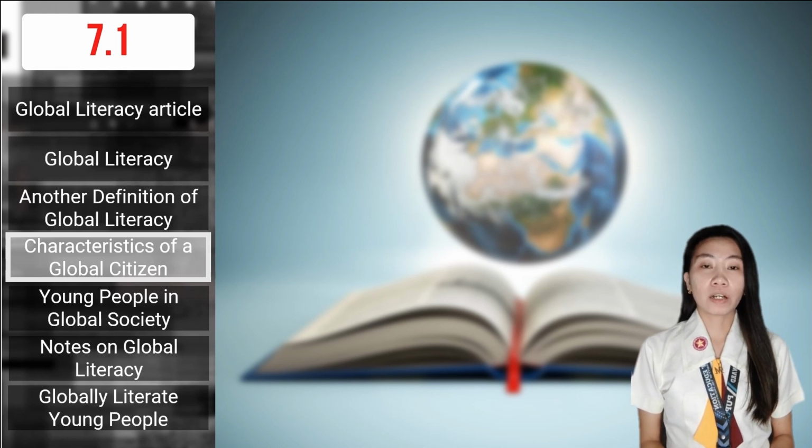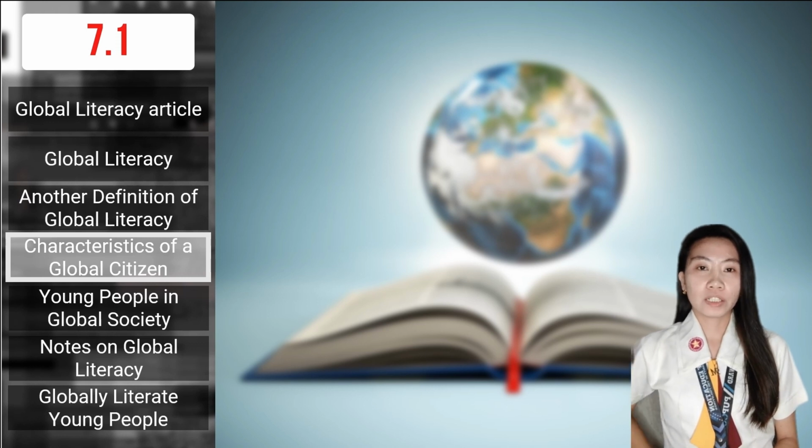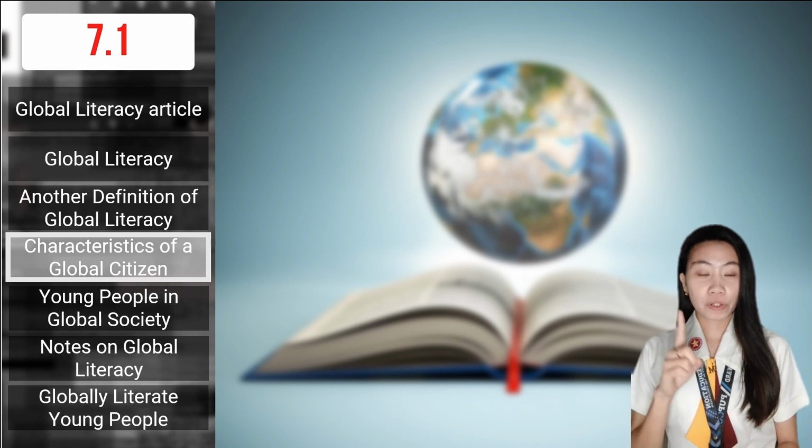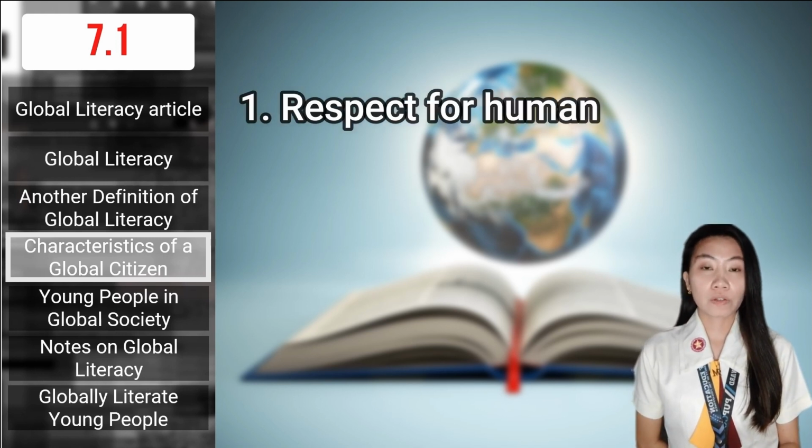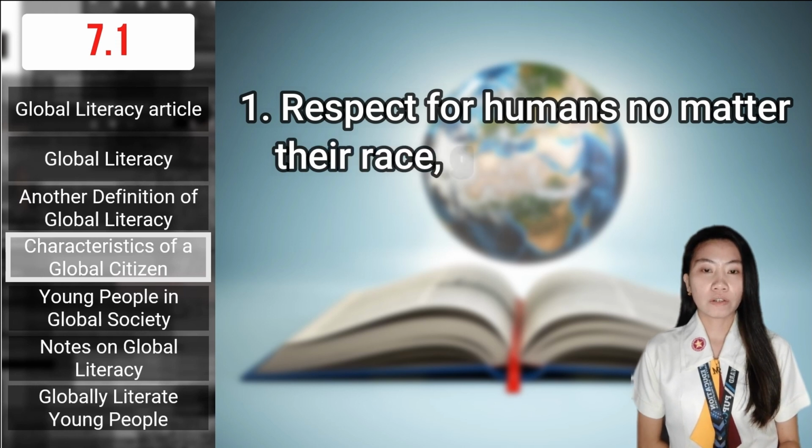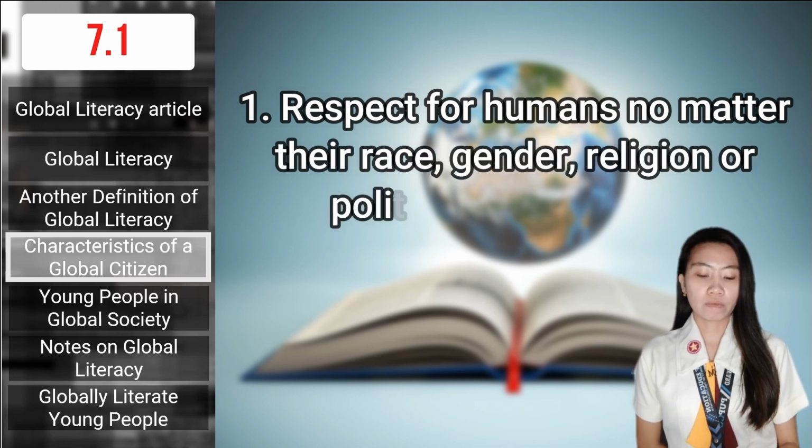My topic is all about global citizens' characteristics. According to the Ontario Ministry of Education, global citizens should possess the following characteristics. The first one, respect for humans no matter their race, gender, religion, or political perspectives.